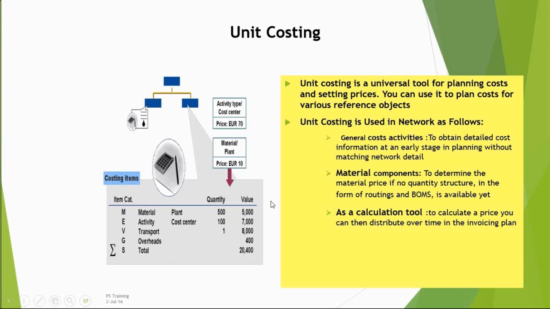So this is how my unit costing will come up in my activities. So what is my transport? Transport is nothing but my general cost activity. I told you, my travel expenses. Yeah, that's clear. I'm planning it here. And my overheads, how are overheads exactly calculated? Overheads are calculated through my profiles.